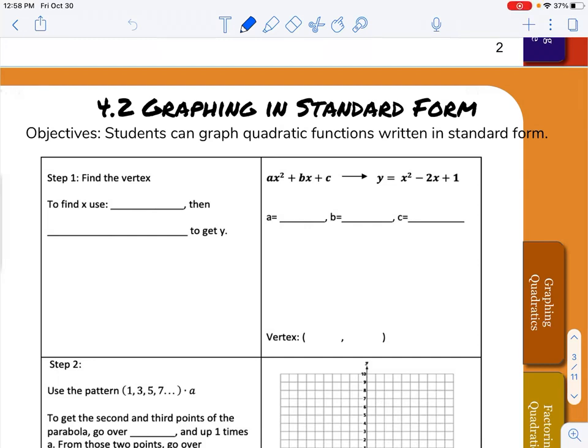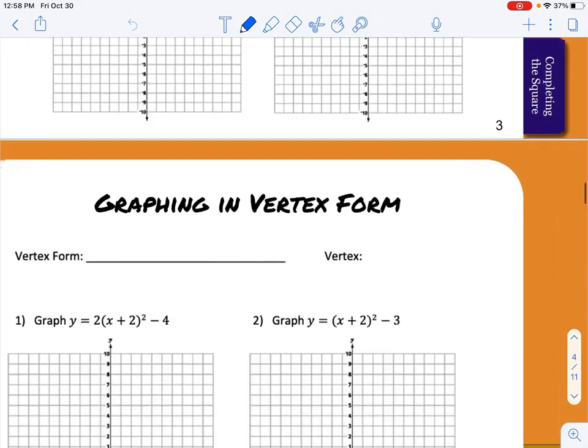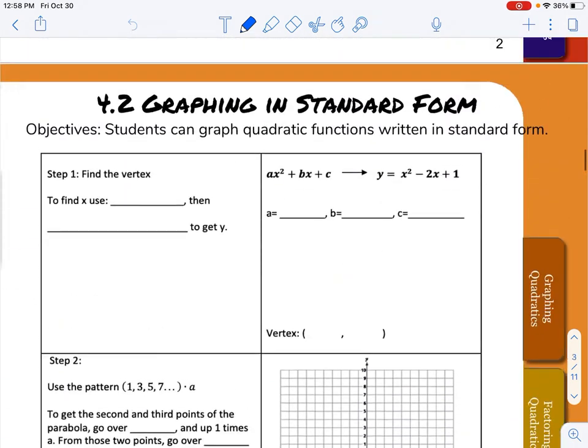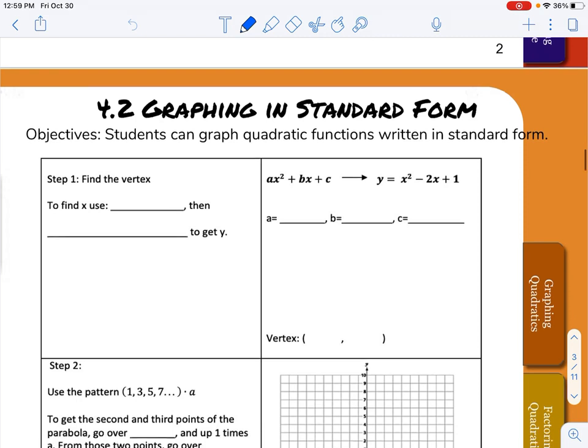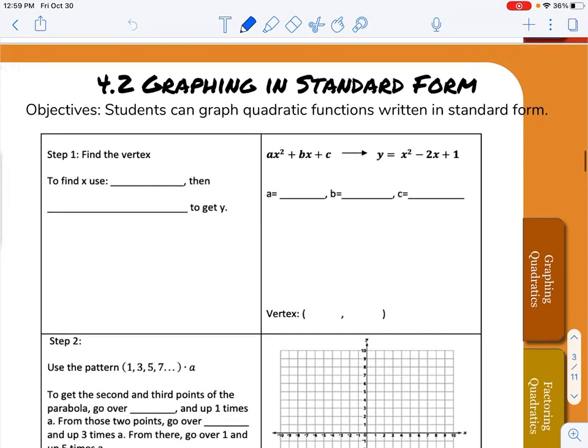Hello, today we are going to be covering 4.2 graphing in standard form as well as graphing in vertex form. By the end of this video, you guys will be able to graph quadratic equations written in standard form. So we have a couple of steps written out here.